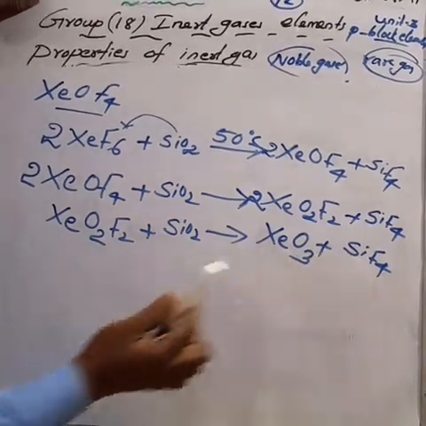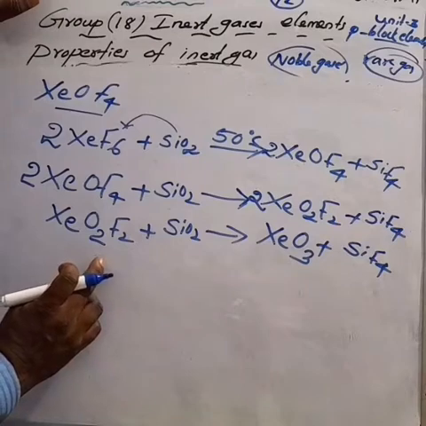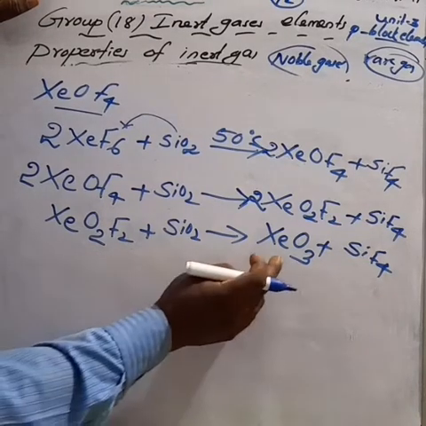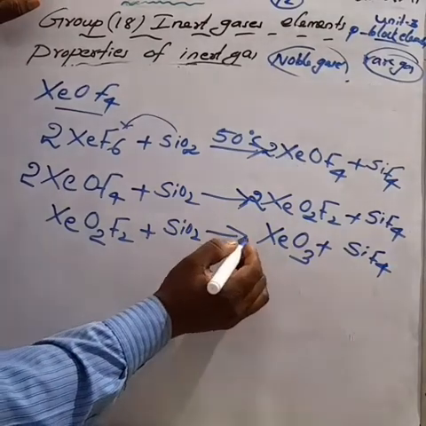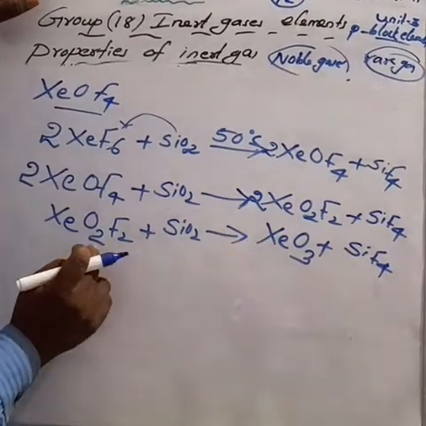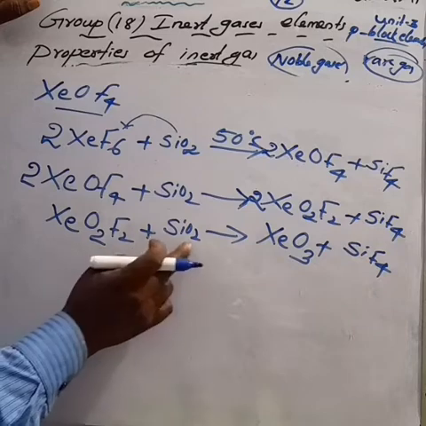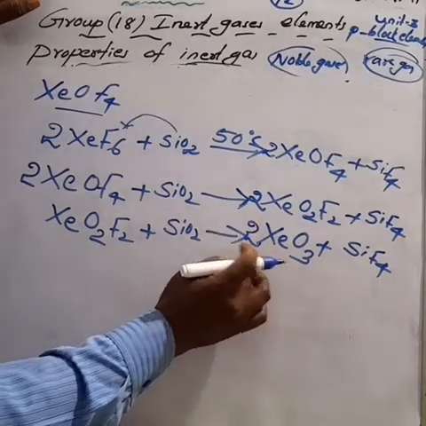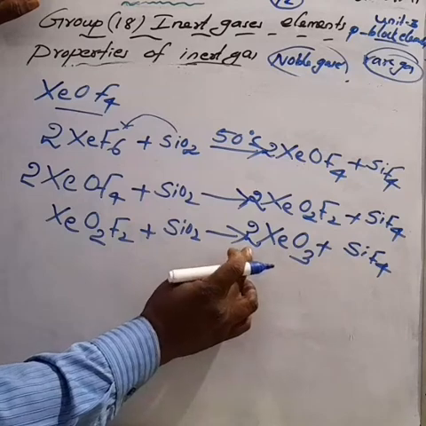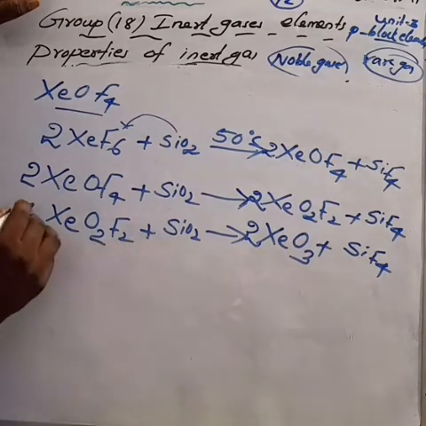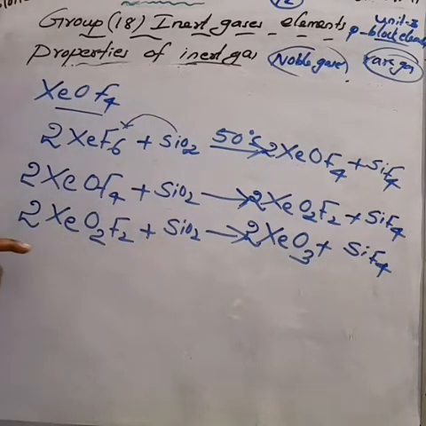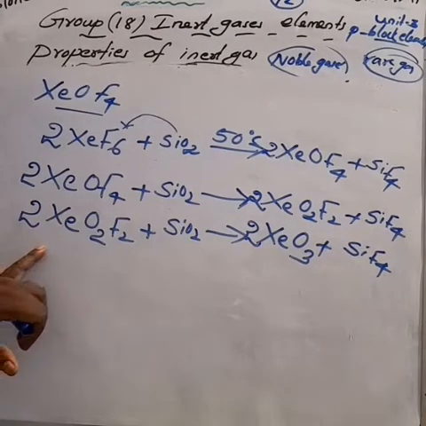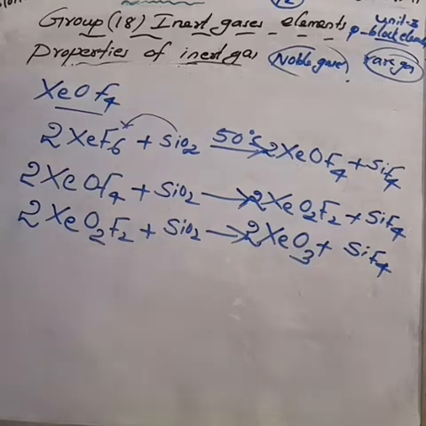How can you balance the equation? On the reactant side they have 4 oxygen, but on the product side they have only 3 oxygen. So if you make 2 on the product side, 2 3s are 6 oxygen. So here also, if you make 2 on the xenon dioxide difluoride, 2 2s are 4, 4 plus 2 is 6. Now the oxygen is balanced.